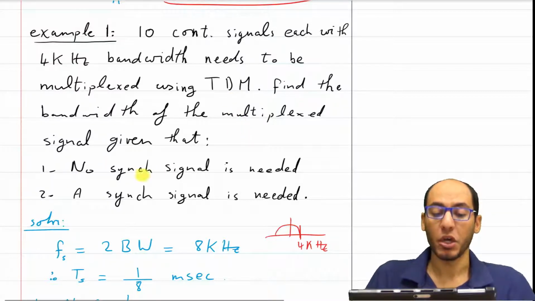And we're given two cases. One of them without the synchronization signal, and the second one with the synchronization signal. I'm going to explain what that is in a moment. Let's first solve without the synchronization signal, which is the straightforward example.